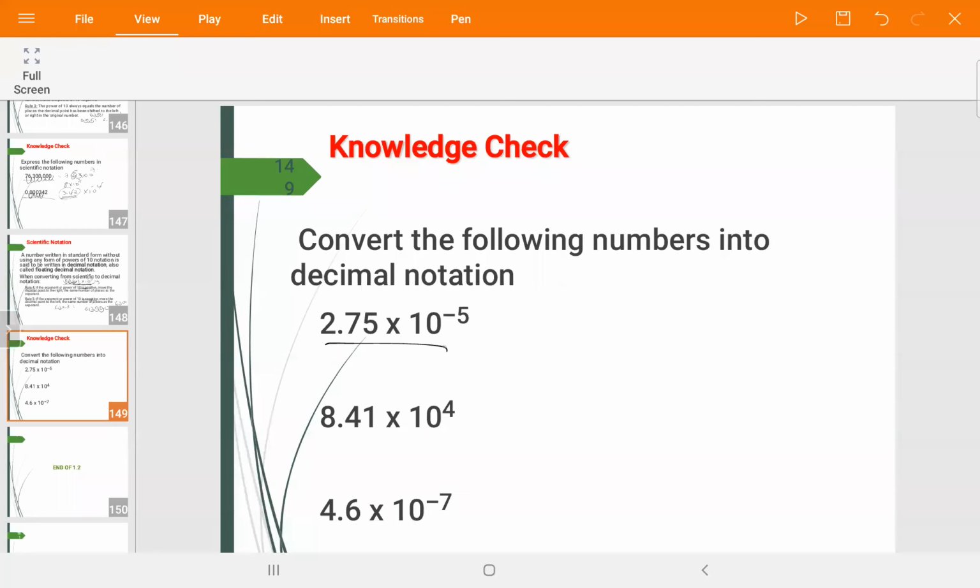እሺ ይሄን ልስራላችሁ መሰለኝ። 0.00 እሺ ስንት ዜሮ? 5 ከዛስ 275። እሺ now is this the correct answer?